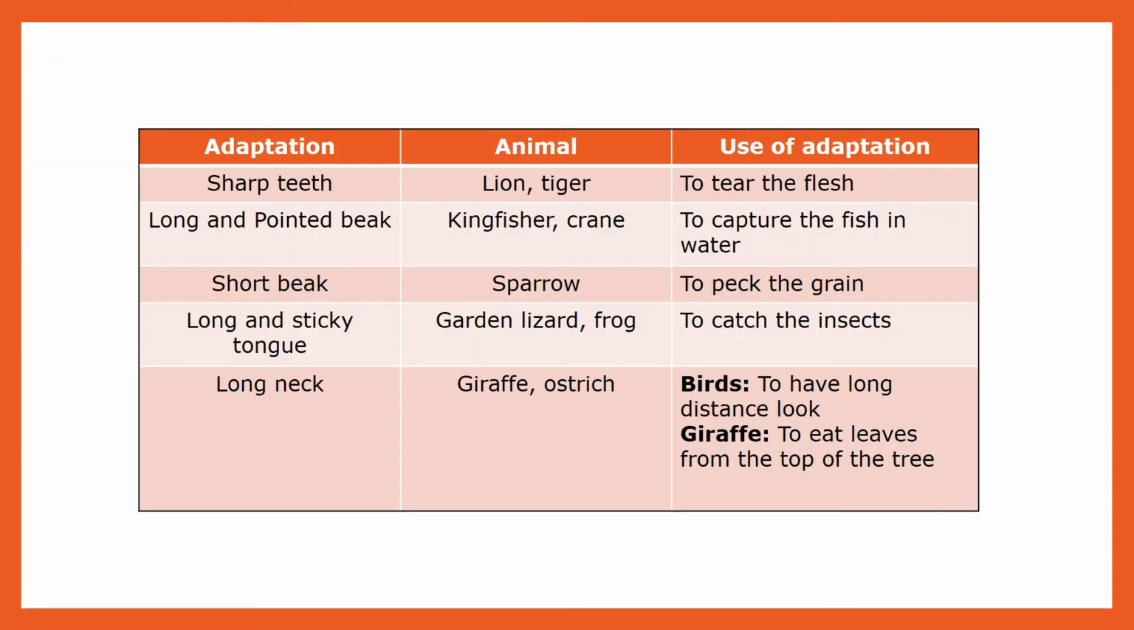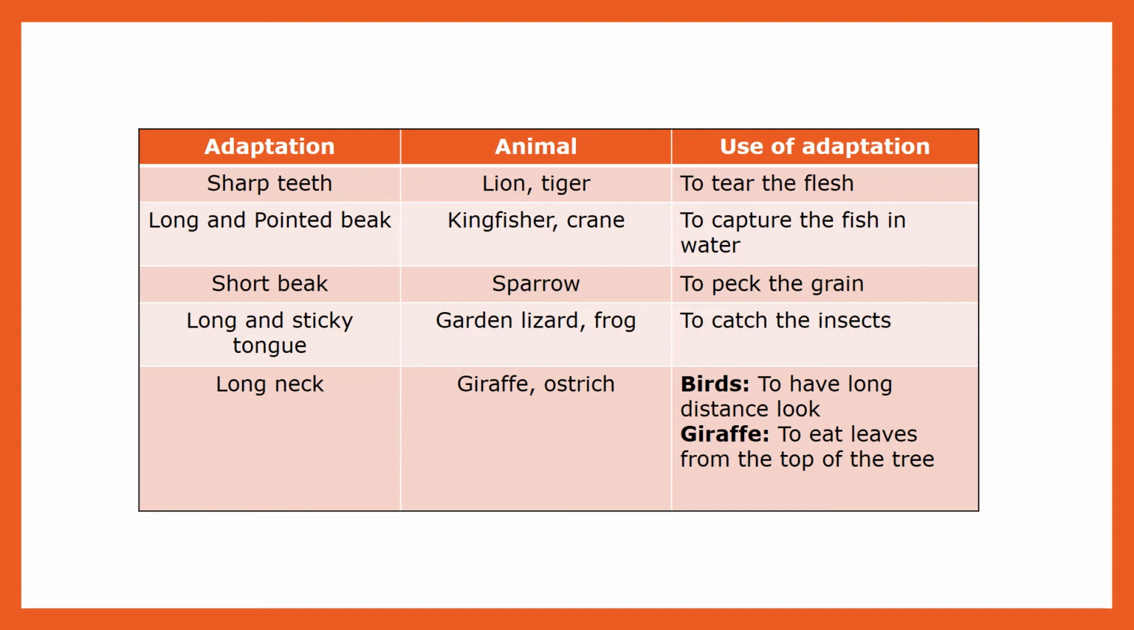Now one chart is given, children, in the textbook. Complete the following chart. So there is adaptation, animal, and what is the use of that adaptation to that animal, that we have to write there. So adaptation is sharp teeth. The animals are lion and tiger. To tear the flesh, that is the use of that adaptation.